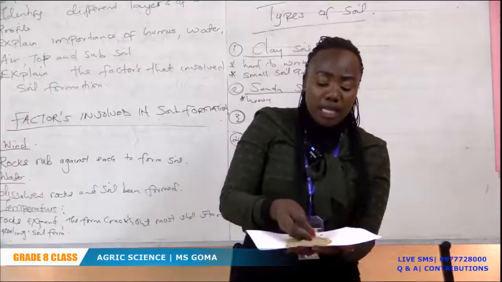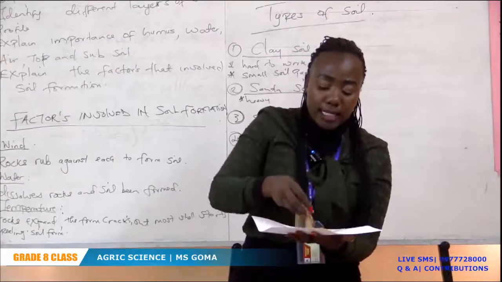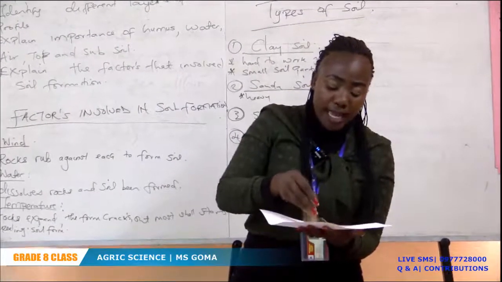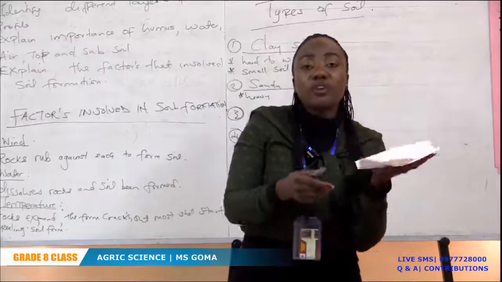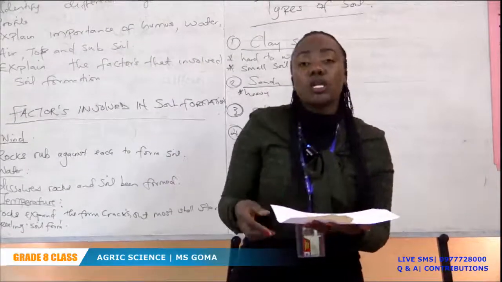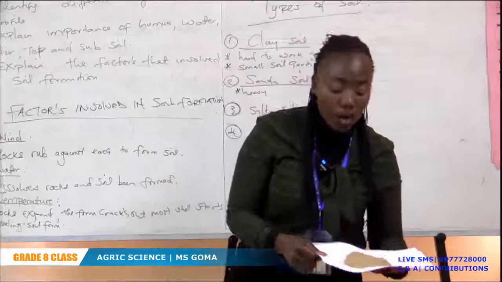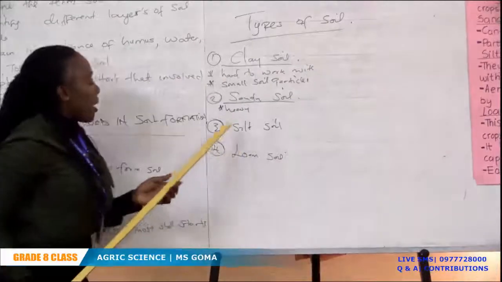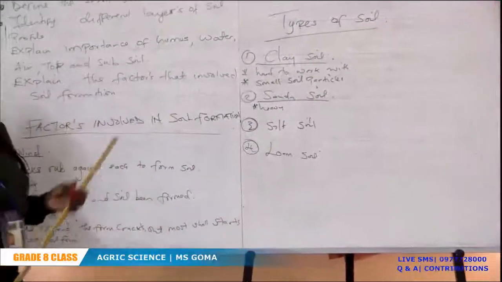I'm able to see the soil particles in it. I can see stones, examples of soil particles that I can see. So we improve such soil by adding manures and fertilizers, and it is not good for growing crops.